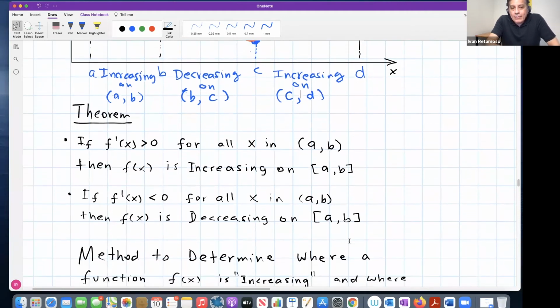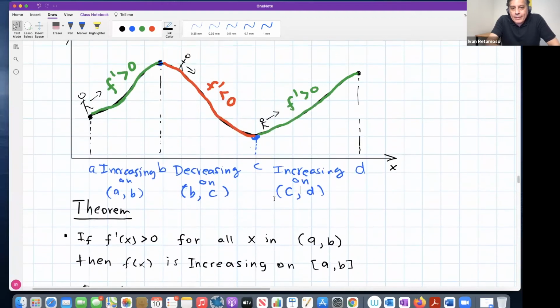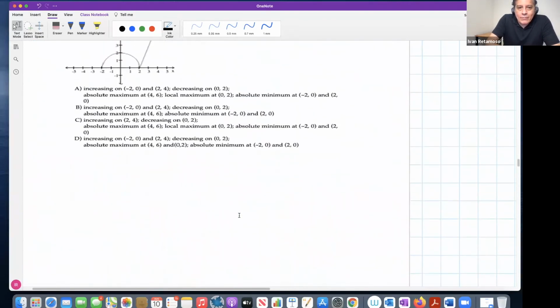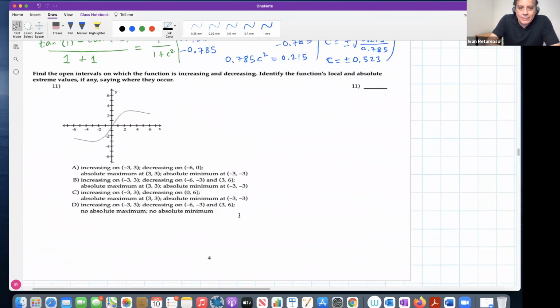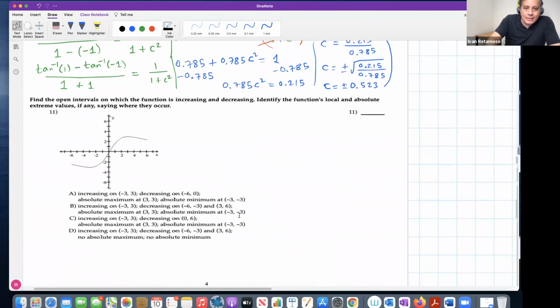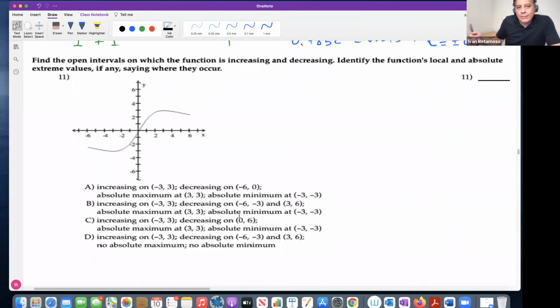And I'm gonna even give you a method to figure out this whole trend over the graph of a function, okay? But first I want you to identify when the function is increasing, when the function is decreasing by looking at the graph, okay? I'm gonna do this one and probably show you how to do the next. Suppose they say find the open intervals on which the function is increasing and decreasing, identify the function's local and absolute extreme values, if any, saying where they occur.